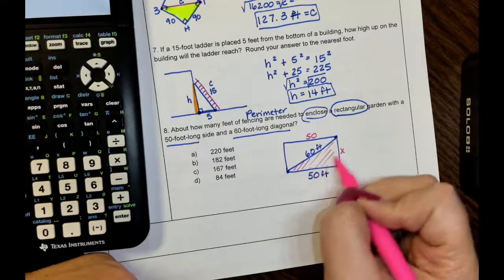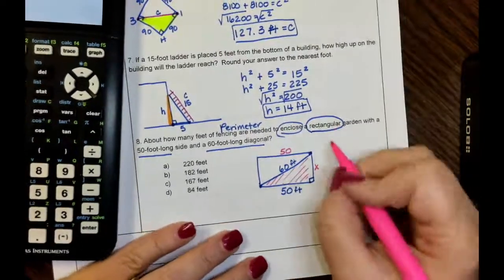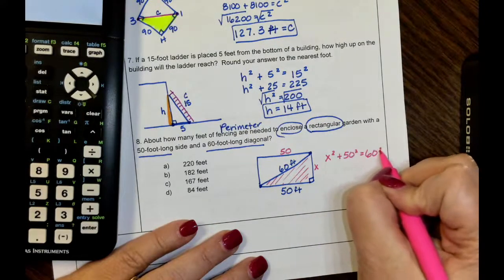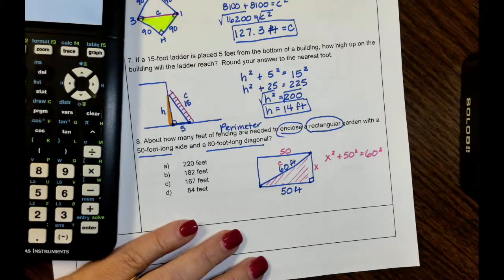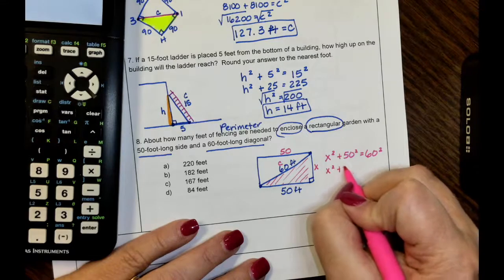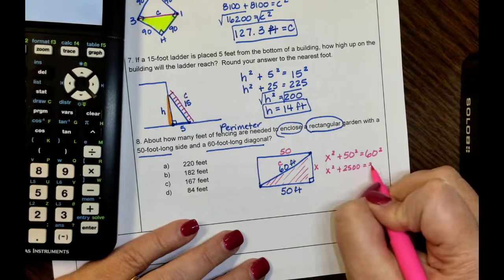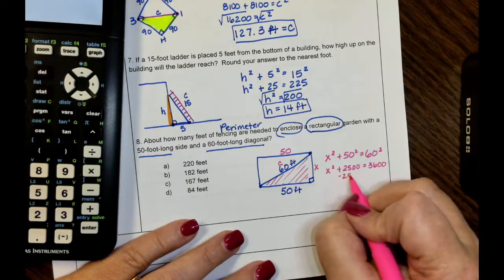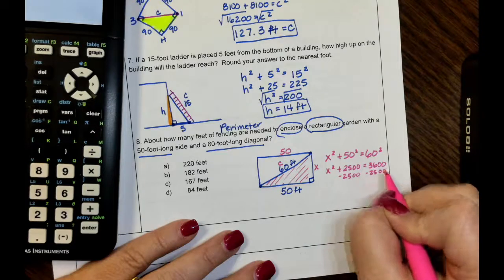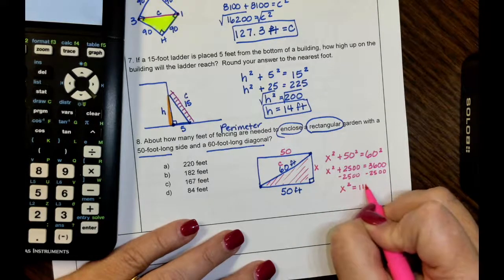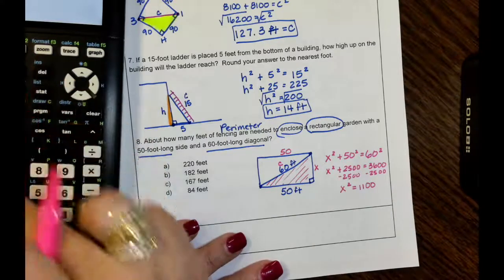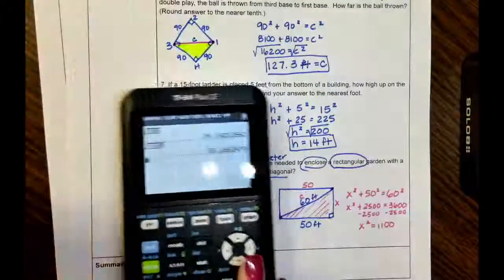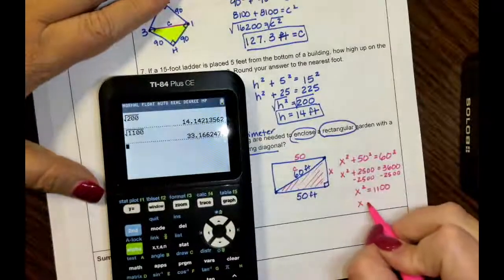So x squared plus 50 squared is equal to 60 squared. C is your 60, the hypotenuse. So I have x squared plus 2,500 equals 3,600. Okay, solve for x. Keep going, so you subtract 2,500 from both sides. You get x squared is equal to 1,100. The square root of 1,100, take the square root of both sides. Square root of 1,100 is 33.16. Now, you have to be really careful here.